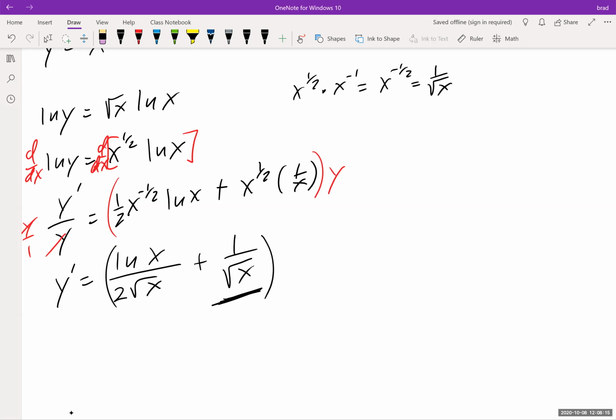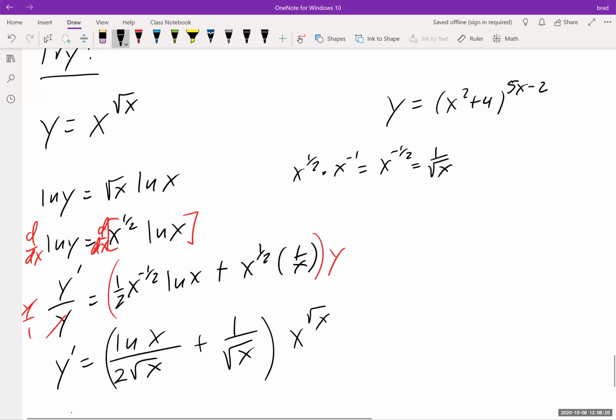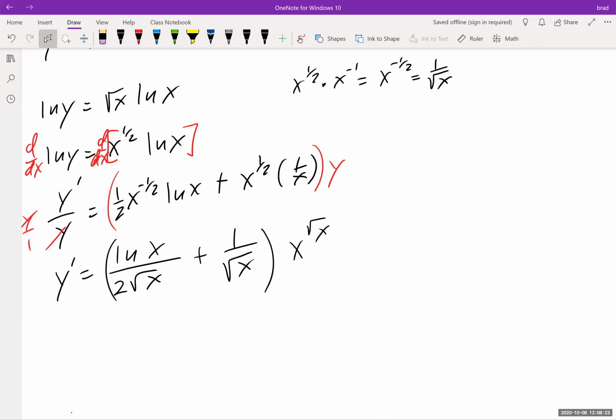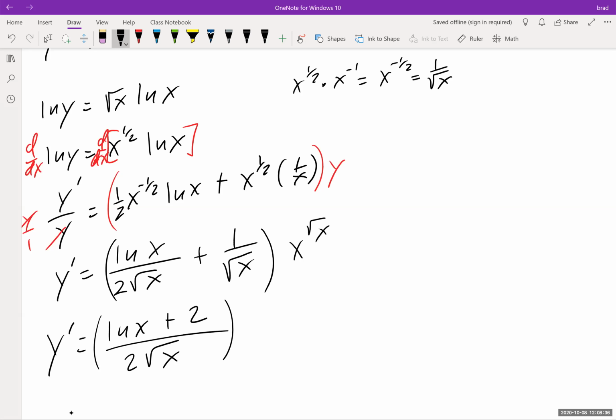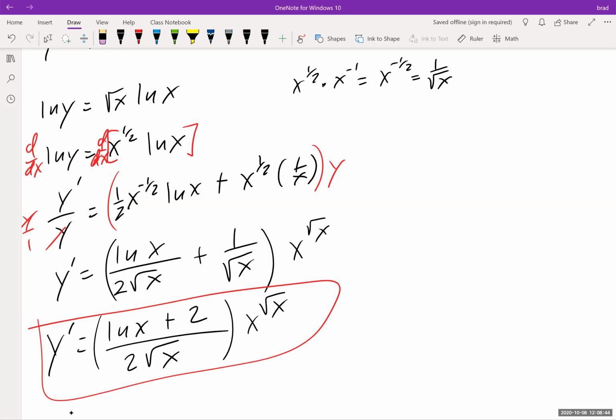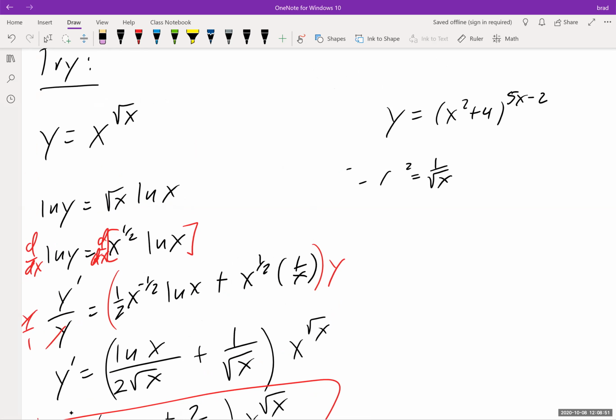And then all of this is times y, but y was x to the square root of x, right? So I think that'll be your answer, but I have seen that when you start getting into these, they want it cleaned up a little bit better. So this would be plus 2 all over 2 square roots of x, times x to the square root of x. I've seen that happen before where they clean up the inside. So this would be an answer, but the other one is also correct. Okay, it looks like we need more room, so let me just erase this real quick.